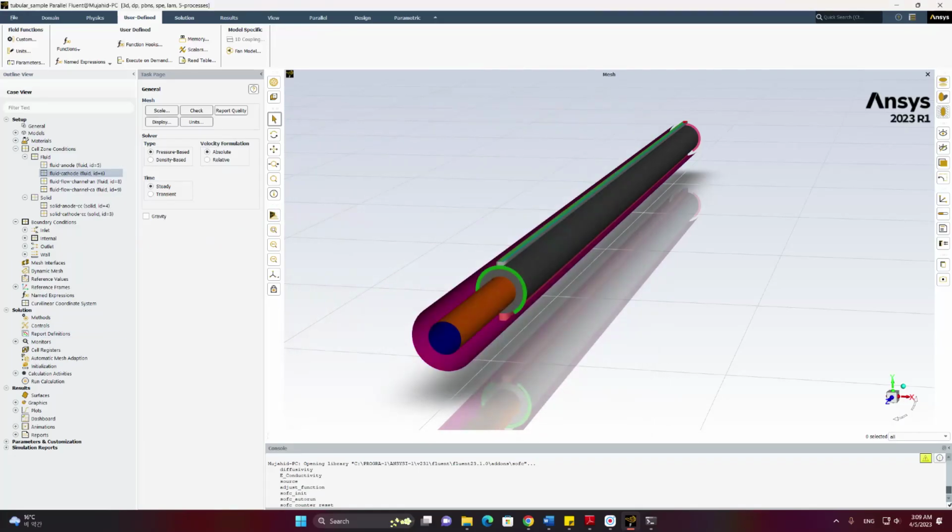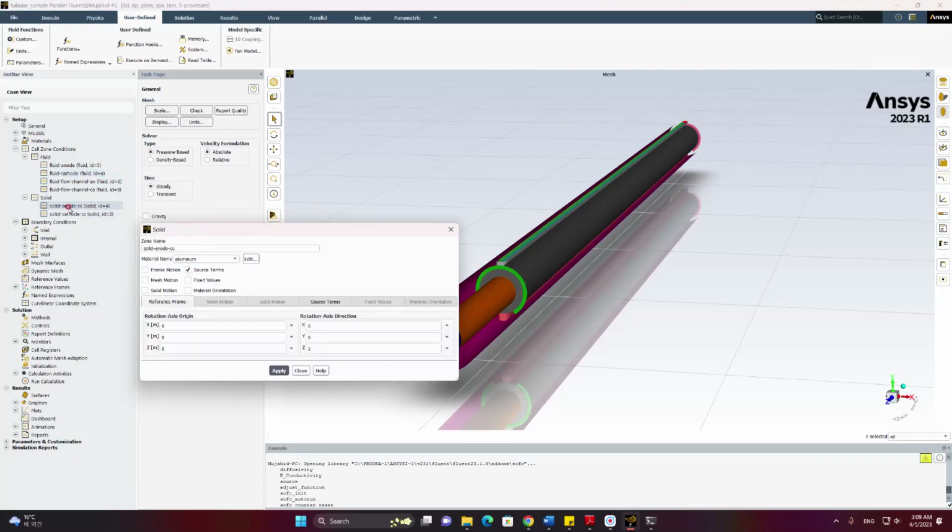Now we need to define the current collectors. For the current collectors, there is no porosity or other things. Solid anode current collector, and this is made up of anode collector default. That's it.